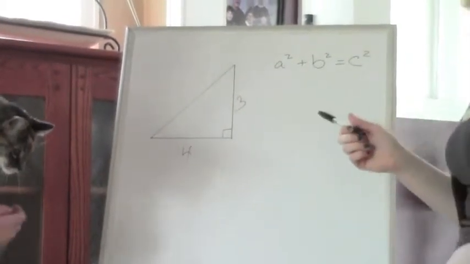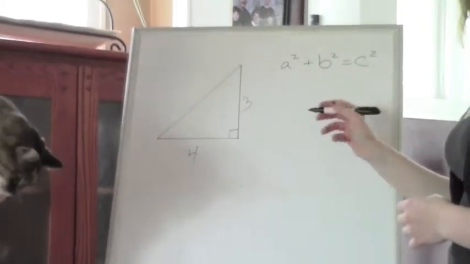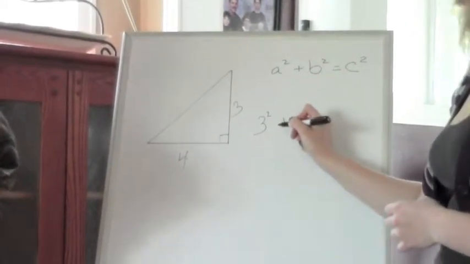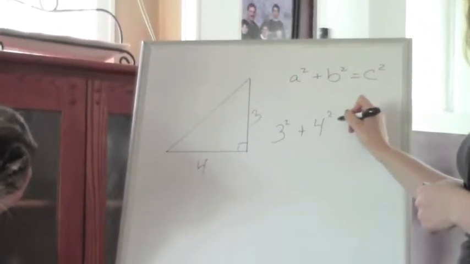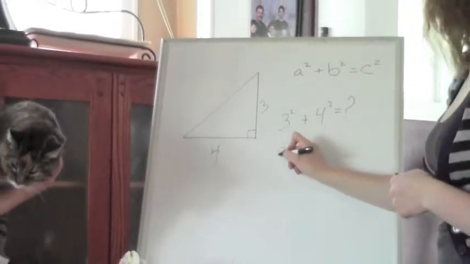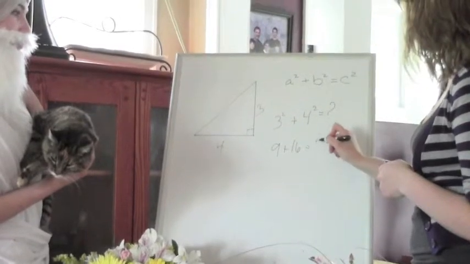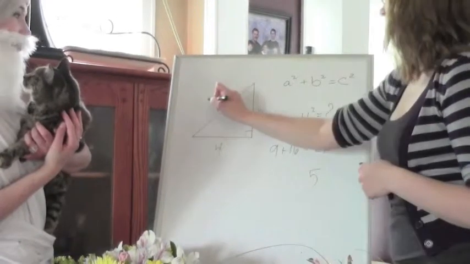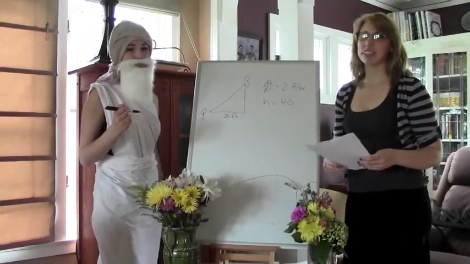Okay, so we have a triangle with the legs that equal 3 and 4. So, can you plug that into that equation? 3 squared plus 4 squared equals, I don't know. 3 squared is 9 plus 4 squared is 16. That would equal 25. Now, what's the square root of 25? 5. So, it's 5. Nailed it. Now we're going to do a problem that a viewer sent in.